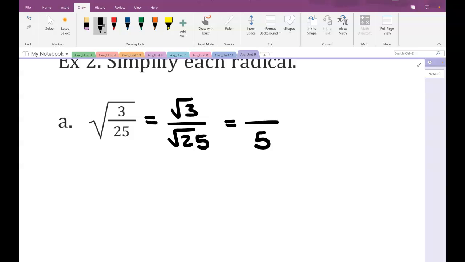Square root of 3, if you look on the factor chart, it's only 1 and 3. So that means there's no perfect square other than 1 that divides 3. So we can't simplify it at all. So we leave our answer as square root of 3 over 5. All right, we'll keep going.